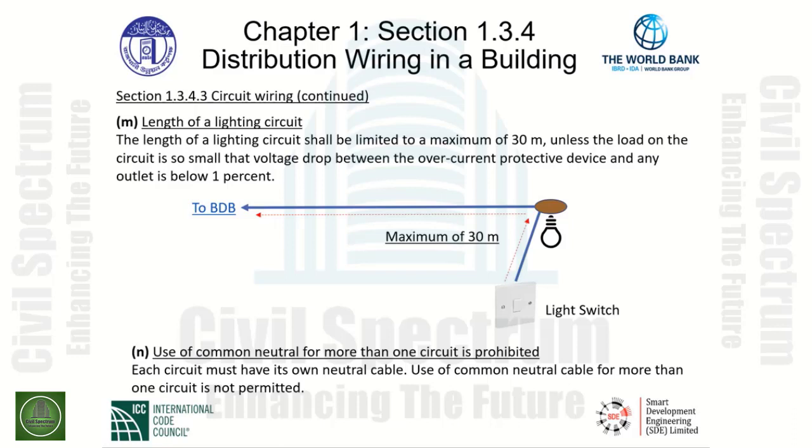Item N, use of common neutral for more than one circuit is prohibited. Each circuit must have its own neutral cable. And again, the use of common neutral cable for more than one circuit is not permitted.